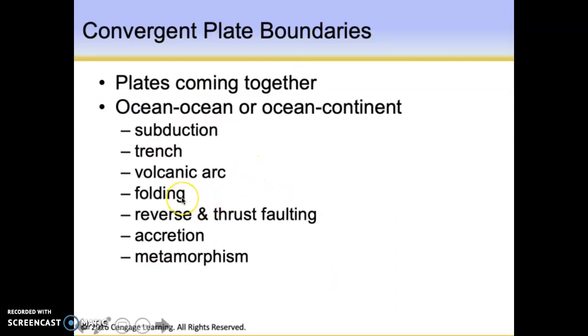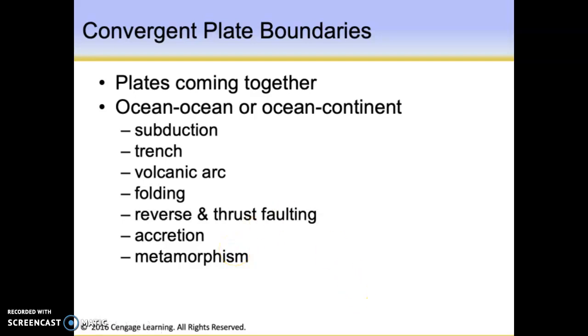What else do we get? Well, there's some pretty intense pressure here. And that intense pressure is going to cause the rocks on the overriding plate to be folded as well as faulted. The types of fault we get here are called reverse and thrust faulting. They're the opposite type of movement of a normal fault that we found at a divergent margin.